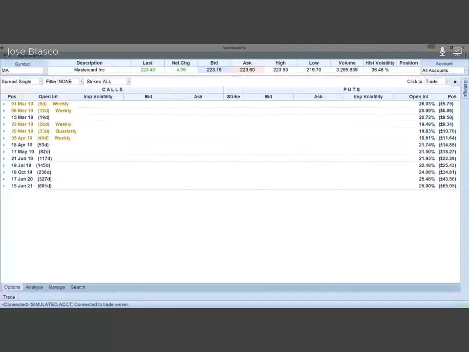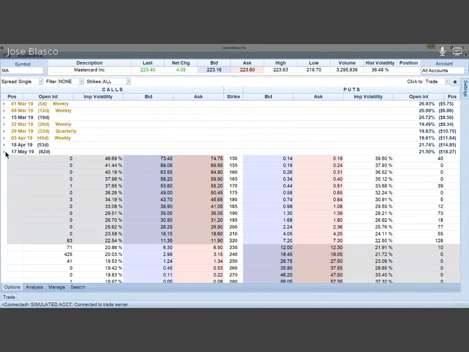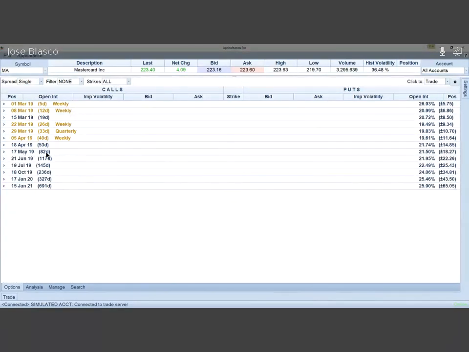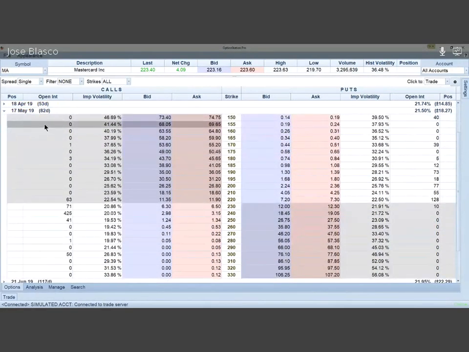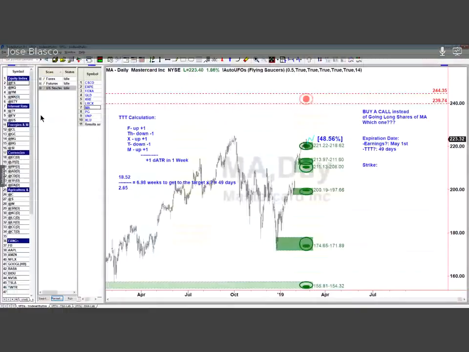So now by looking at the table, April 18 is not the one that incorporates May. May 17 does incorporate May, and May 17 has 82 days to expiration. So that is the expiration date we're going to use. That's how you decide. We concluded that May 17, 2019 is the expiration date.